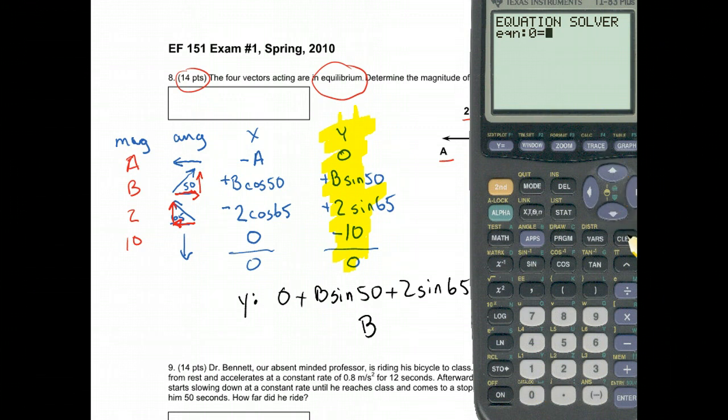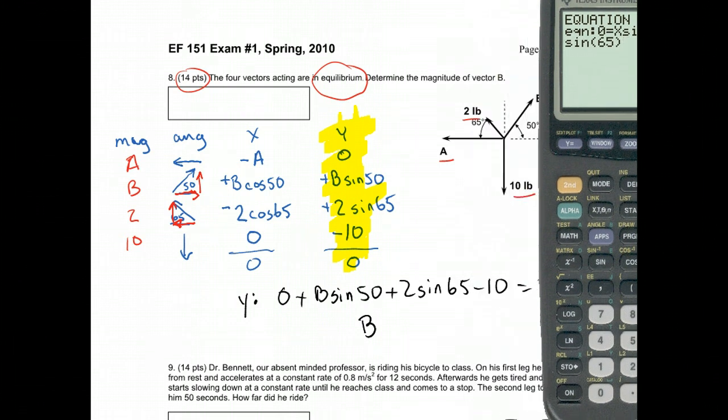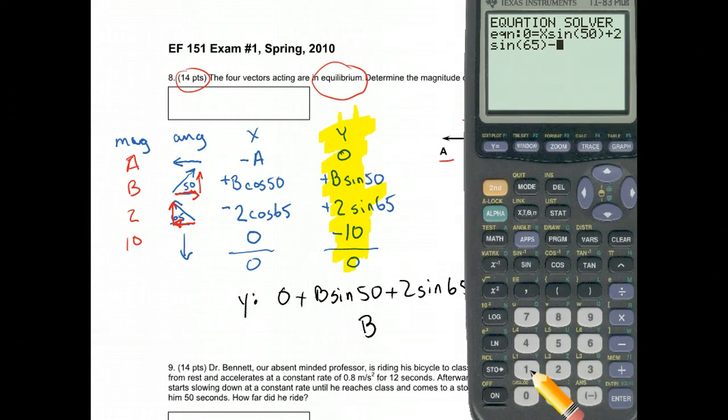I can hit up arrow and clear if I need to clear it out, and I'll just enter it. I won't enter that 0, but I'll enter my variable, call it X, sine 50 plus 2 sine 65 and minus 10. And all that's equal to 0. Enter. With a linear equation like this, it doesn't matter, but I'll enter a guess of 5 here and hit alpha solve.